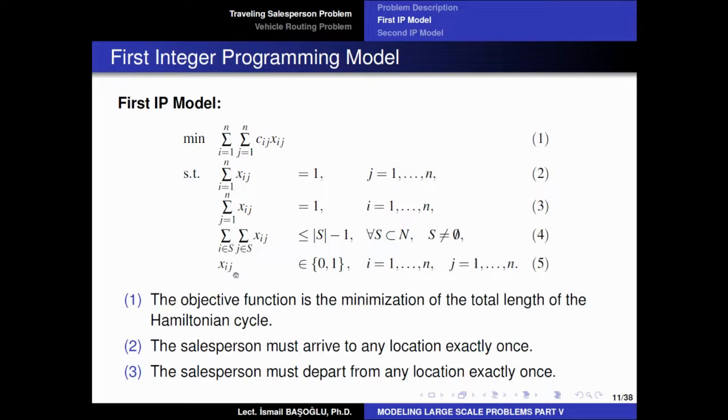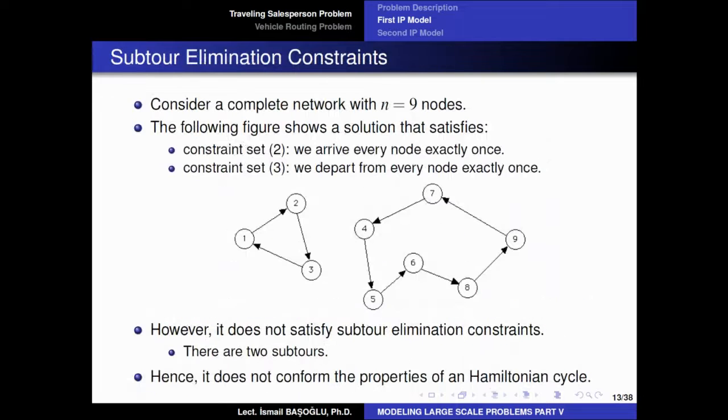Now, when we write these two constraint sets, plus obviously the binary constraints of Xij values, sometimes we may think that it is sufficient to create a Hamiltonian cycle with these constraints. My friends, this is not true, unfortunately. So we have the subtour situation here.